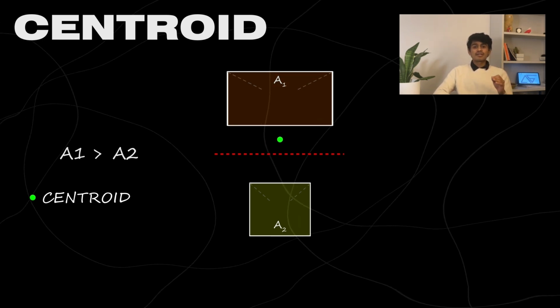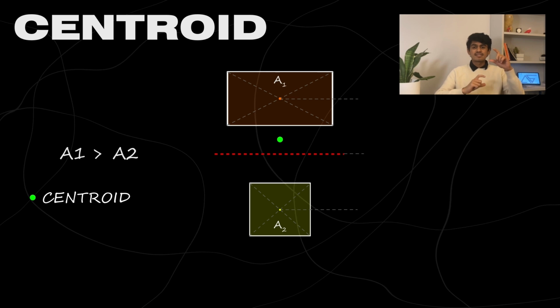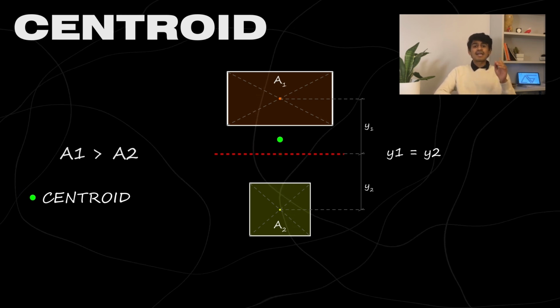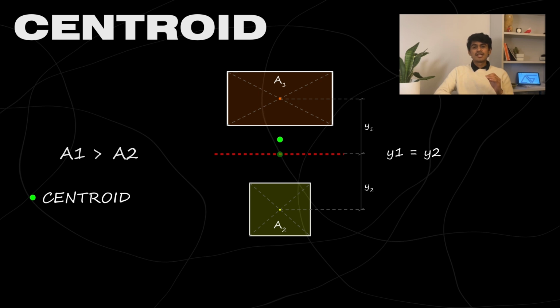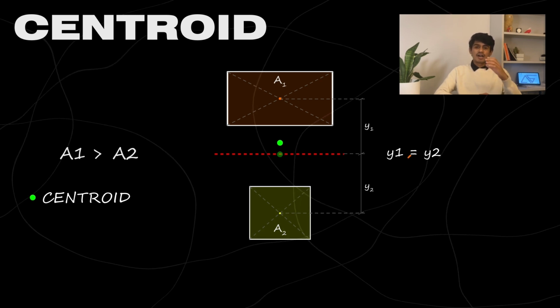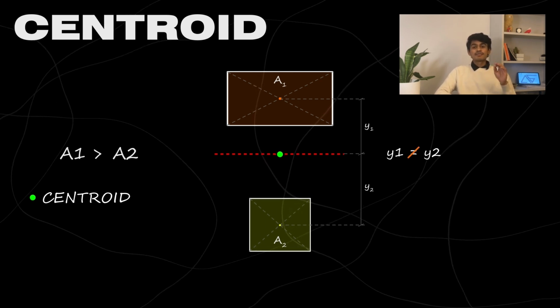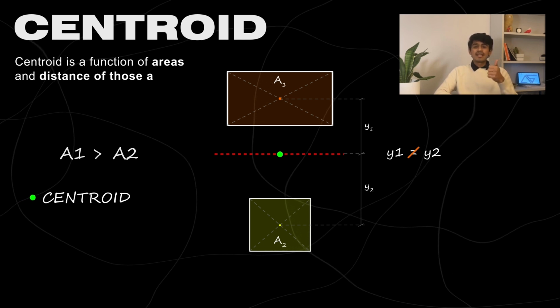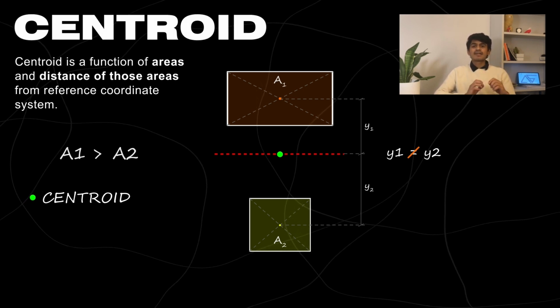Here, one parameter which remains the same is the distance of both the areas from the horizontal axis. To bring the centroid back to the previous position, we can move the smaller area away from the horizontal axis. From this, one can understand that the centroid depends on both the area and the distance of that area from the centroid.